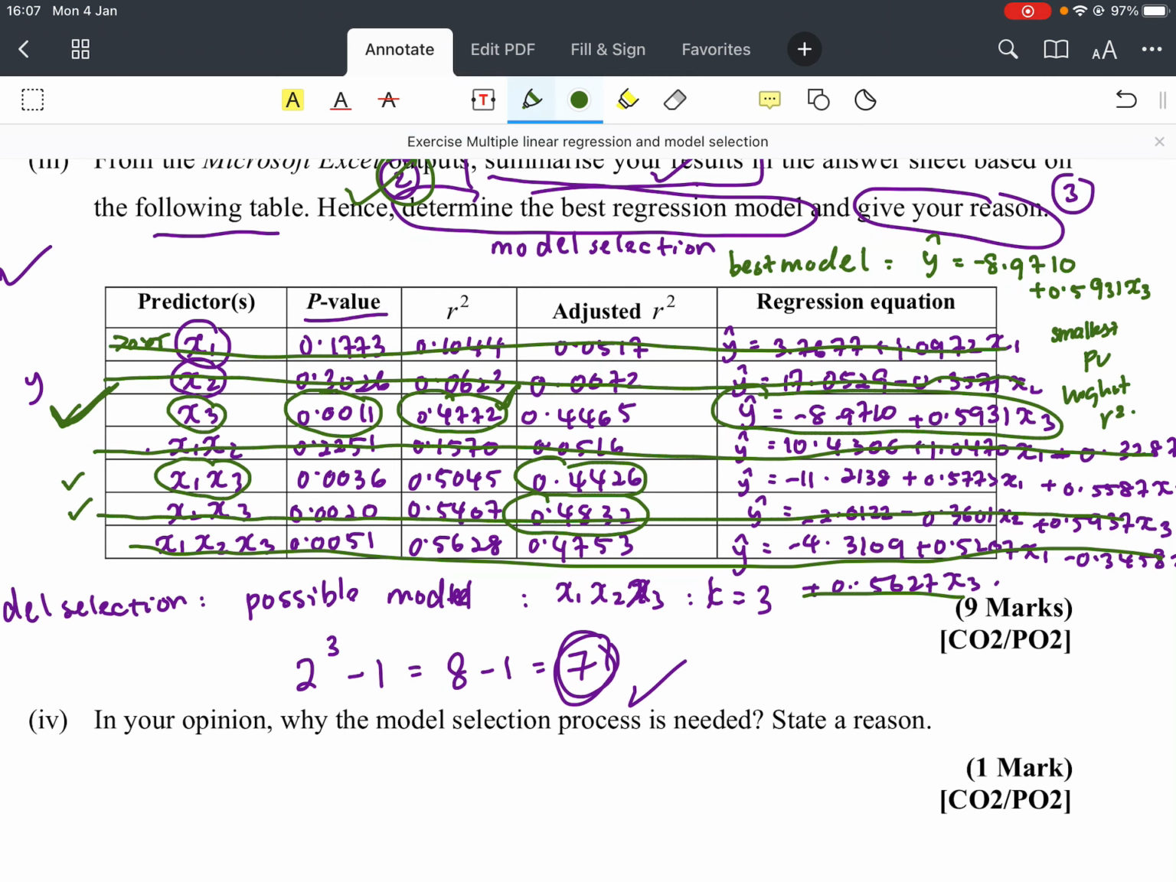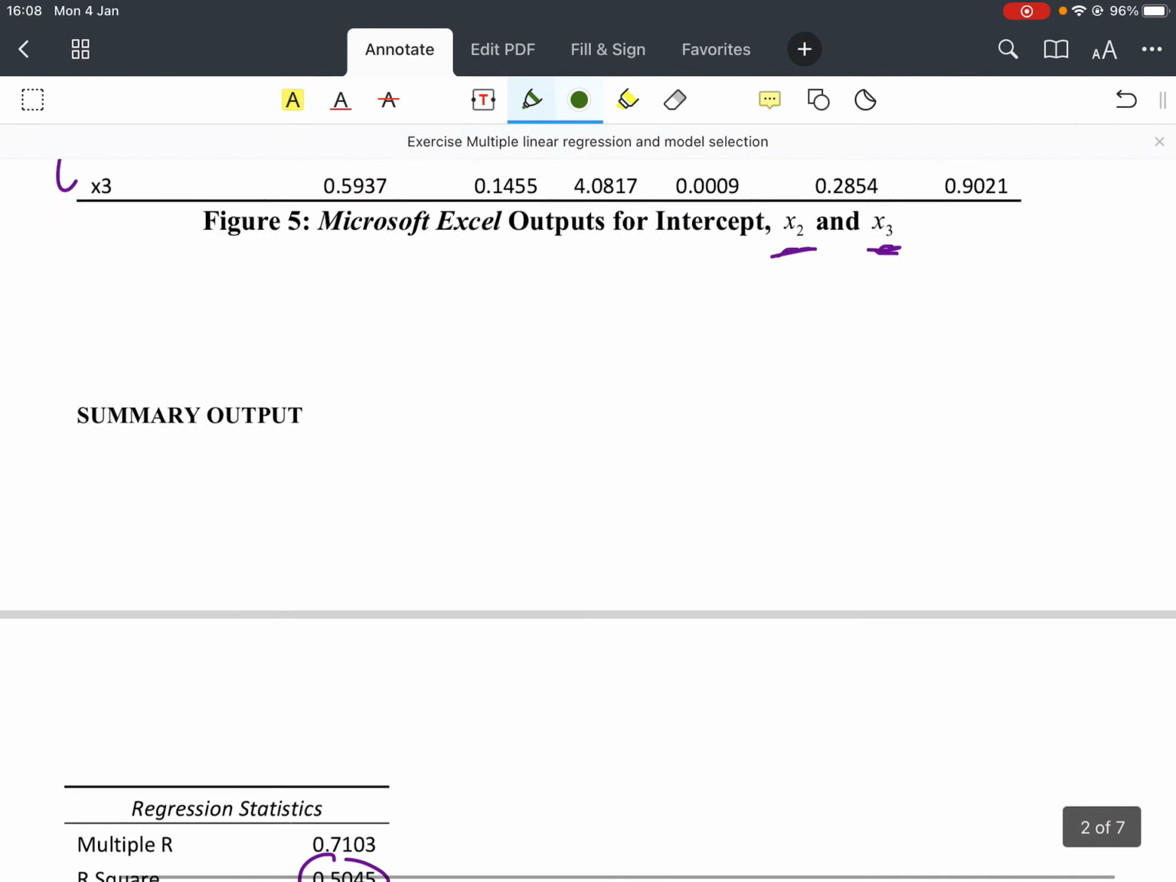First, you need to summarize the Excel output into the table and then you find the smallest p-value. You can discard or eliminate predictors which have p-value greater than alpha. And then any combination with that predictor can also be eliminated. We have to find the p-value less than alpha only. And then when you have found the p-value, you can look at the r-square or adjusted r-square. R-square for simple linear regression, adjusted r-square for the multiple linear regression. So, find the highest one. Okay. So, let's look at another example.